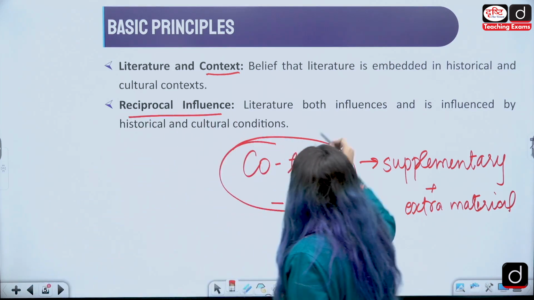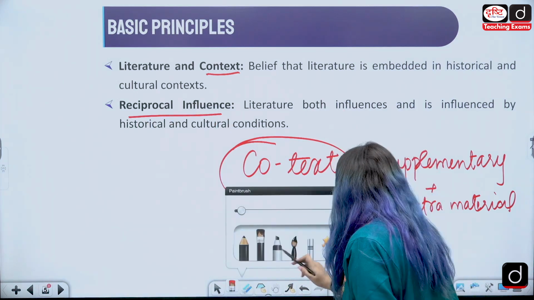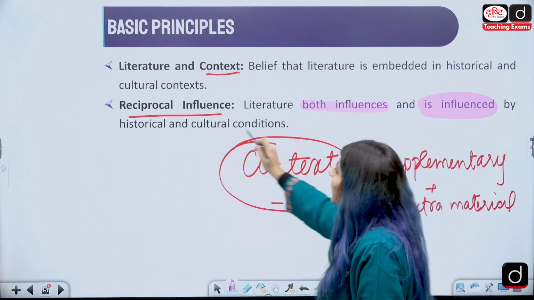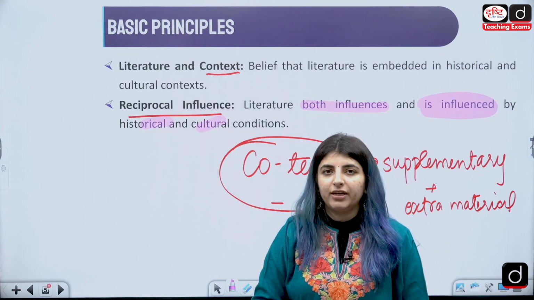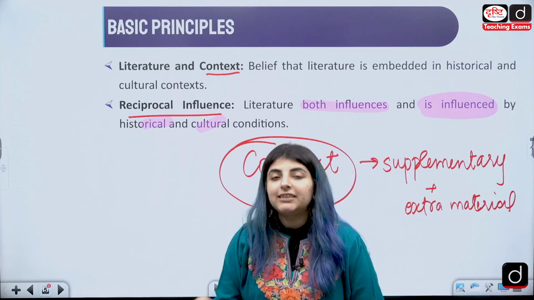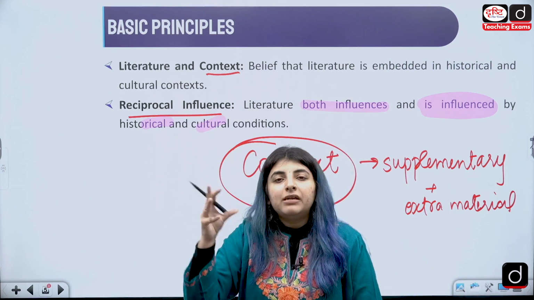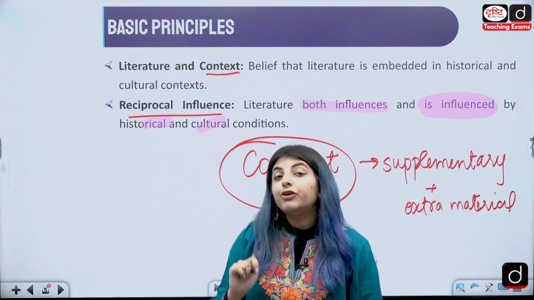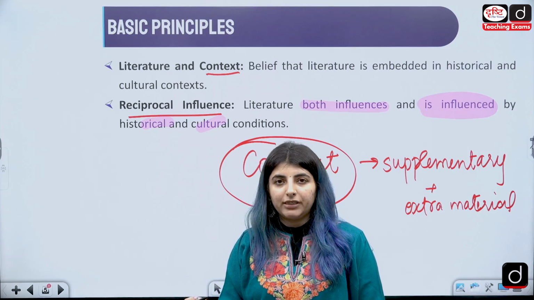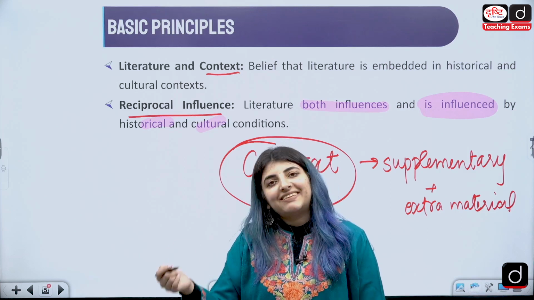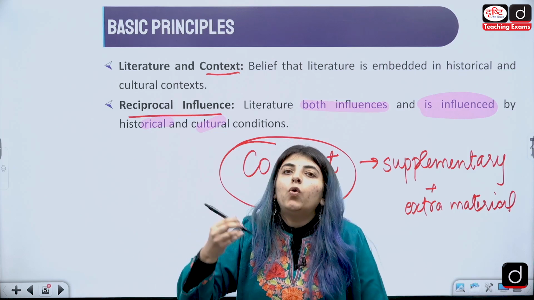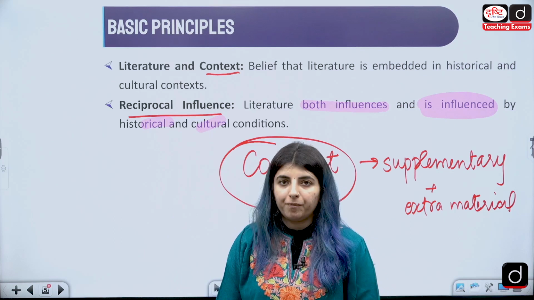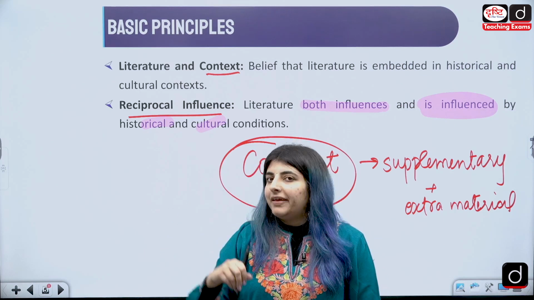Reciprocal influence is there. Literature is something which influences and is influenced by the history and culture of an age. If a writer is associated, like in Milton's time, there was Puritanism which was also coming. Because he was also a Puritan by religion, he was writing according to his own belief that was somewhere or other penetrating in that era. Right? We see that thing happening there.